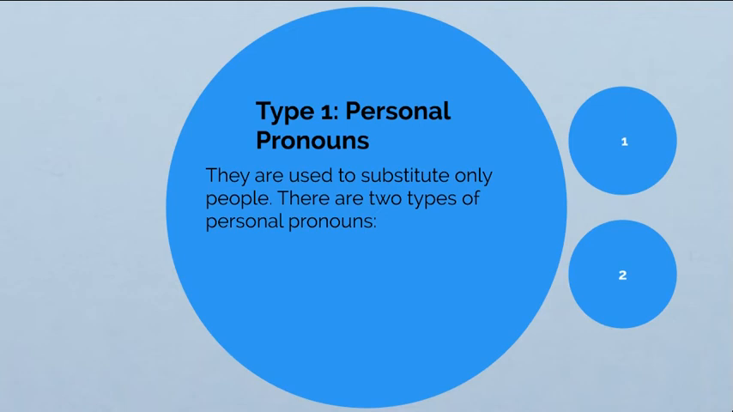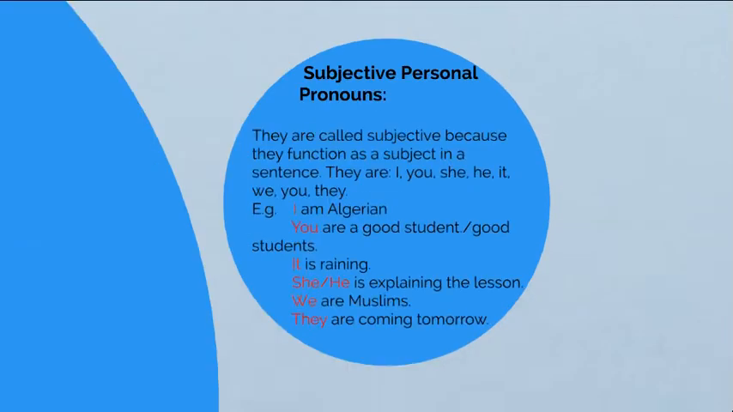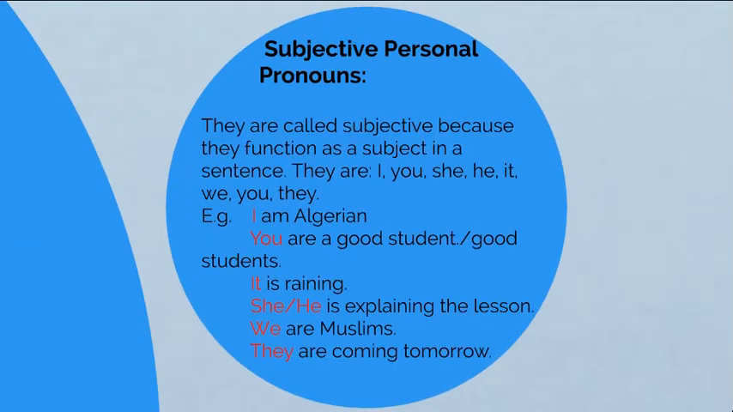They are used to substitute only people. That's why we call it personal. There are two types of personal pronouns. We have the subjective personal pronouns. They are called subjective because they function as a subject in a sentence. They are I, you, she, he, it, we, you, and they.